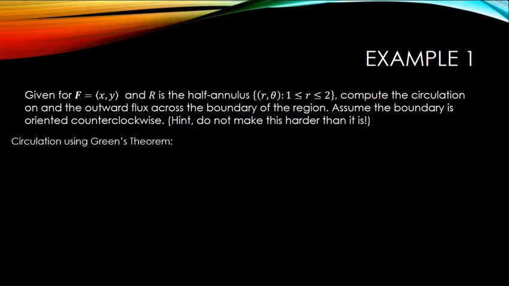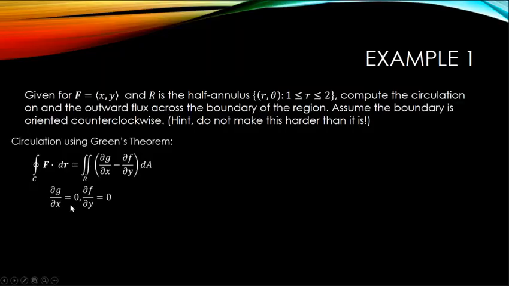The circulation using Green's theorem is given by the closed integral over C of F dot dr, which is equal to the double integral over R of the partial of g with respect to x minus the partial of f with respect to y dA. The partial of g with respect to x is 0 here, and the partial of f with respect to y is 0, so my circulation is the double integral over R of 0 dA, which is 0. This tells me that there is 0 circulation at the boundary, and therefore this particular vector field is an irrotational vector field.